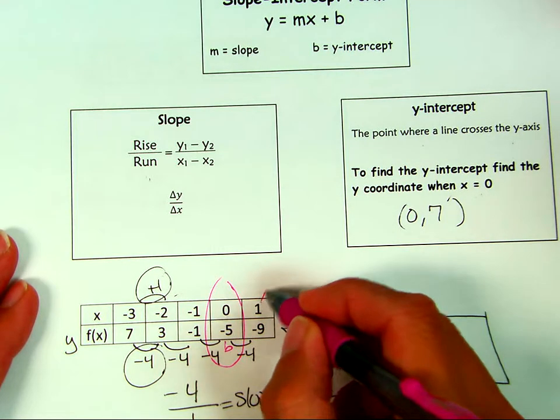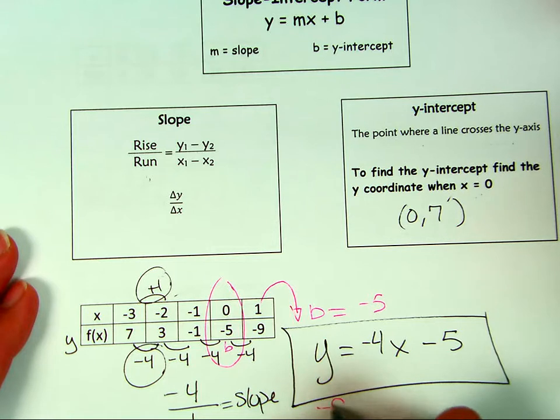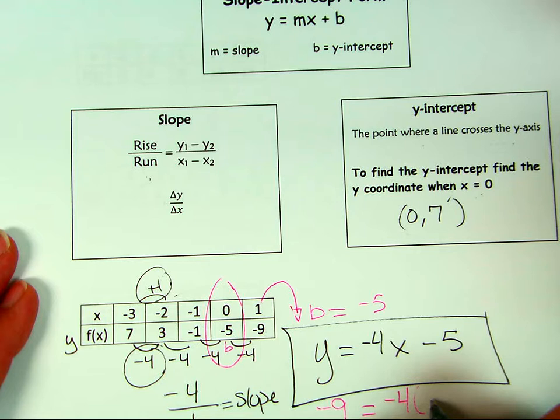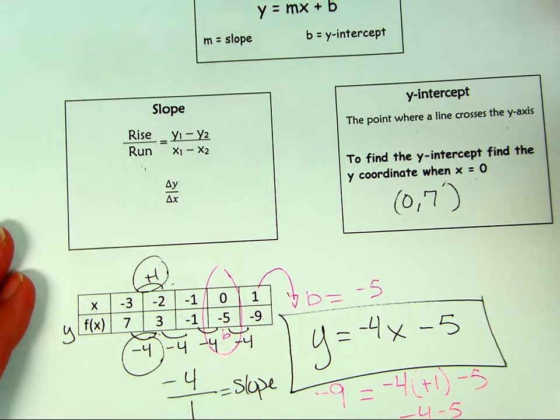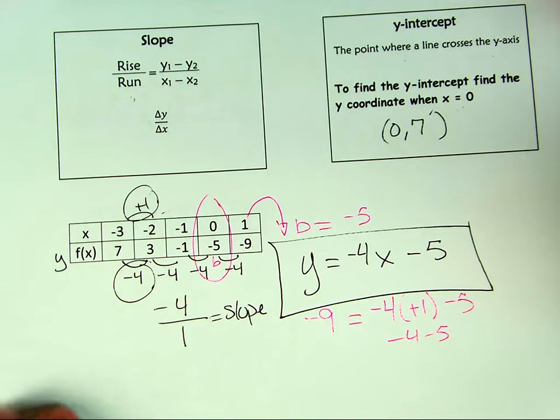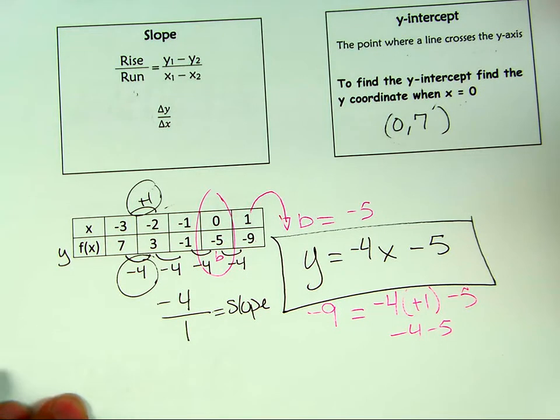Now, it's never a bad idea to check it out and see if it works. So, for example, I'll take this point right here, and I'm going to plug negative 9 in here, and I'm going to plug 1 in for the x, and I'm going to see if it works. Oh, sorry, that's a positive 1. So negative 4 minus 5, does it equal negative 9? Yes, it does. So I know that I'm correct. So it's always good to check a point.